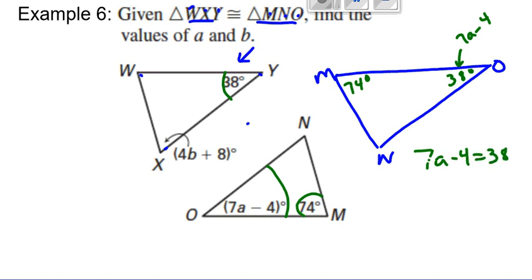And I think when you end up solving, a is going to be equal to 6. If I add 4 to both sides, that gives me 42. And 42 divided by 7 is 6. All right, so I've already solved for a. That was one of the things I was supposed to solve for. Next I need to solve for b. So I know that this angle here is 4b plus 8.